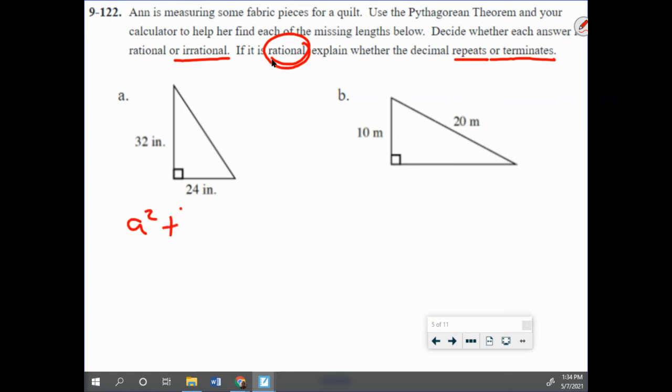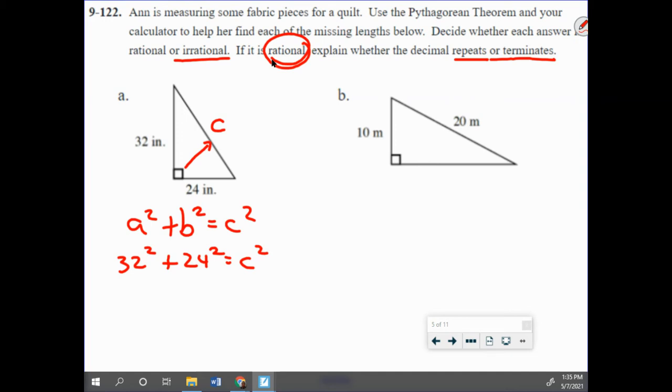a squared plus b squared equals c squared. Where c is your hypotenuse, and in this case, we're missing c, so just be aware of that. So I go here, 32 squared plus 24 squared, and again, it doesn't matter which one you put as a and which one you put as b.